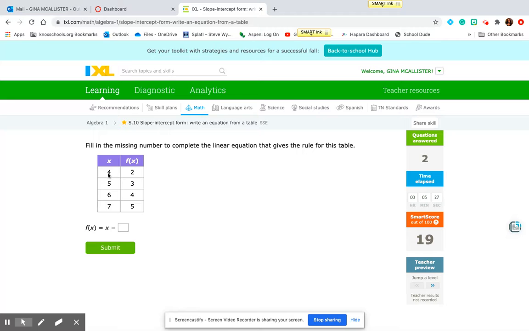So when x is 4, my y is 2. So if I went backwards 1, when x is 3, I would subtract 1 on this side. So when x is 3, y is 1. When x is 2, y is 0. When x is 1, y is negative 1. And when x is 0, y is negative 2. Now notice it already has the minus here, so I'm just going to put the 2 here.